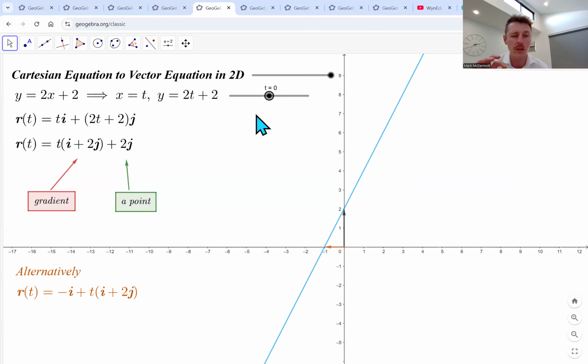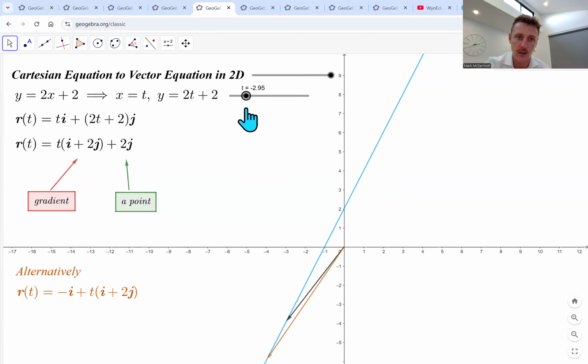So this is where we've got to be really careful. When we're going from a Cartesian to a vector equation, there can be multiple answers. These vector equations are different, but they both trace out the Cartesian equation 2x plus 2. And as you can see, that seems to be the case.